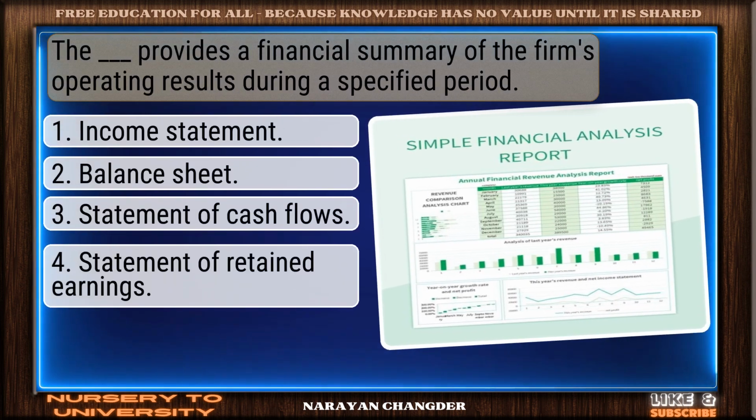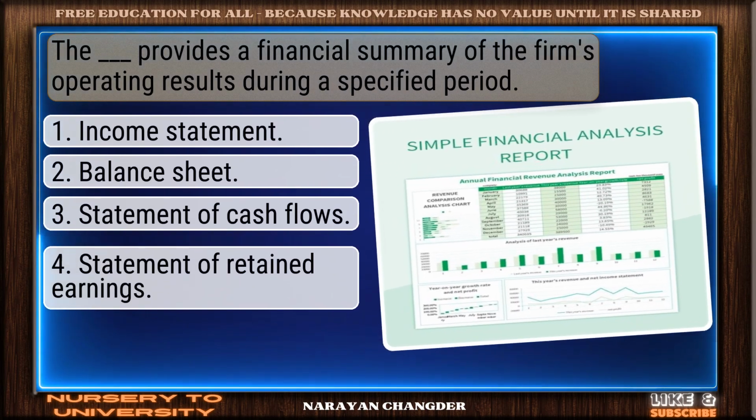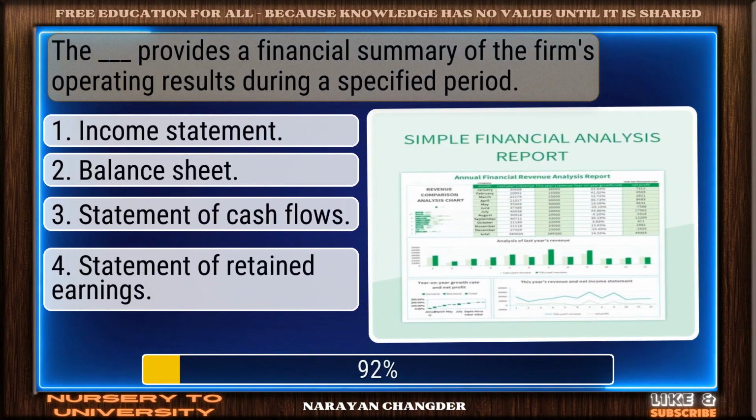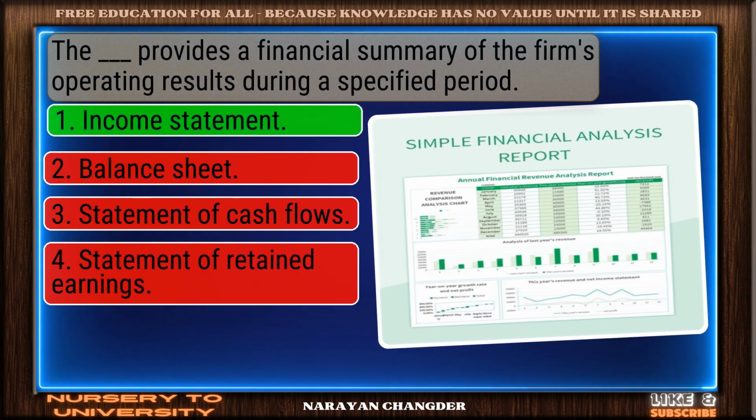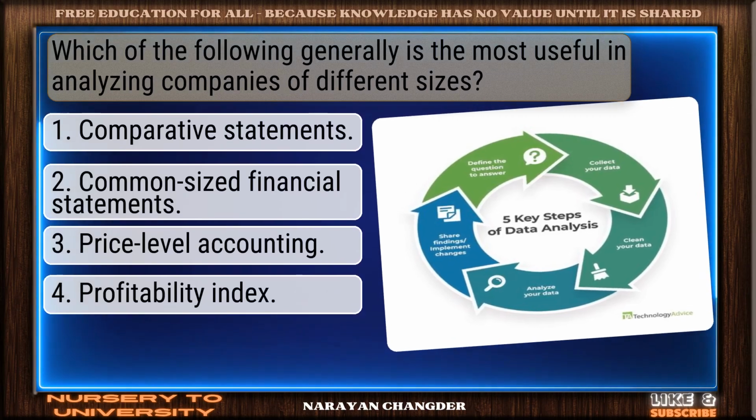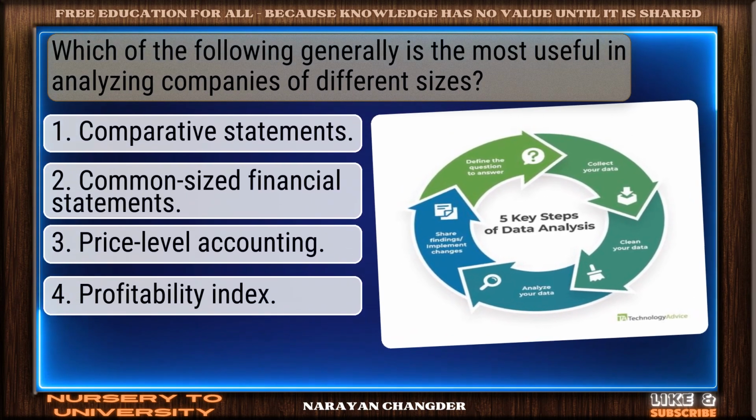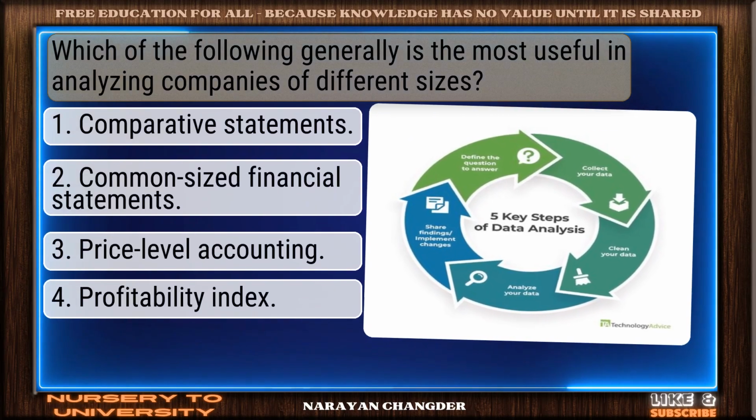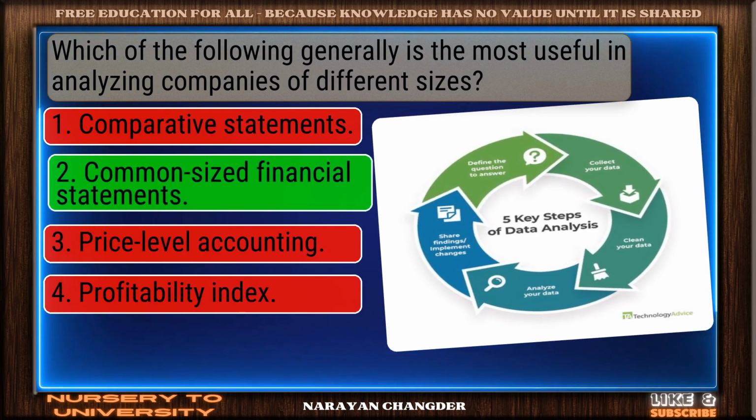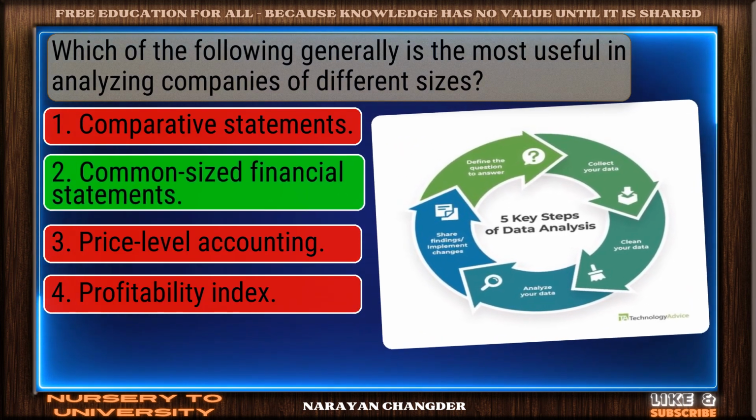The dash provides a financial summary of the firm's operating results during a specified period. Smart pick. Income statement is the correct choice. Which of the following generally is the most useful in analyzing companies of different sizes? Great job. Common-sized financial statements is the accurate answer.